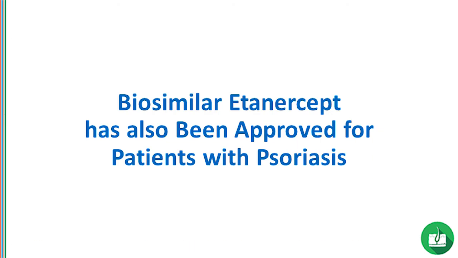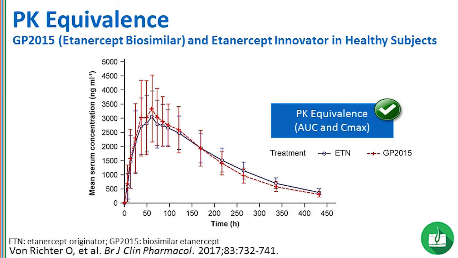I understand, Dr. Wong, that biosimilar etanercept was approved for patients with psoriasis. Do you feel like there's data to make you feel comfortable using it in psoriasis, and in other indications? Yes. As we're looking at this slide, we're comparing the etanercept biosimilar and etanercept Innovator in healthy subjects. In this particular slide, we're looking at the mean serum concentration and the PK equivalents, which again, these two curves are nearly identical, as close as you can get to being identical to one another.